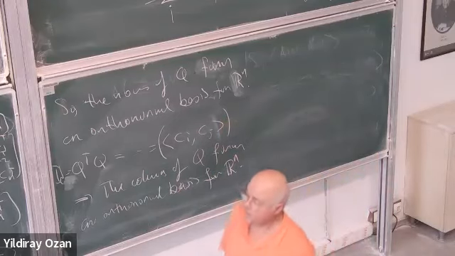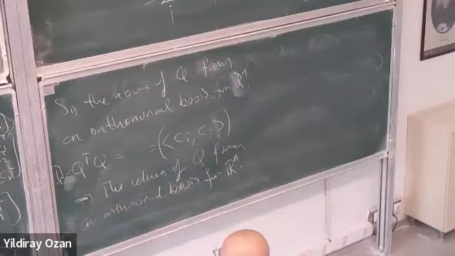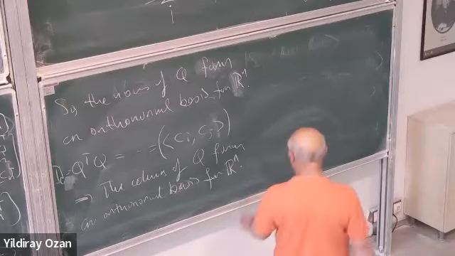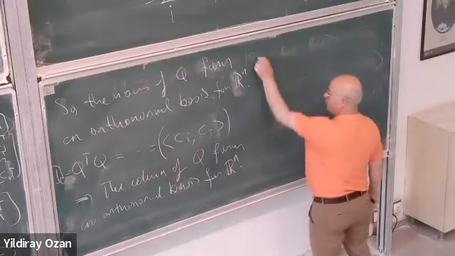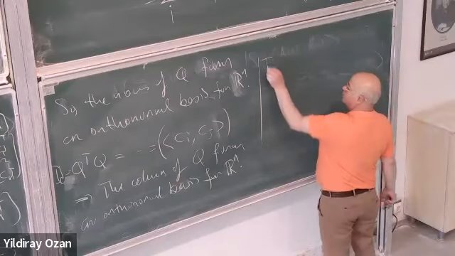Bir de diğer tarafı var. There is also the reverse implication: if the matrix representation is like this, in other words, if its rows or columns are orthonormal vectors, then it is orthogonal. That is, I believe, left as an exercise.